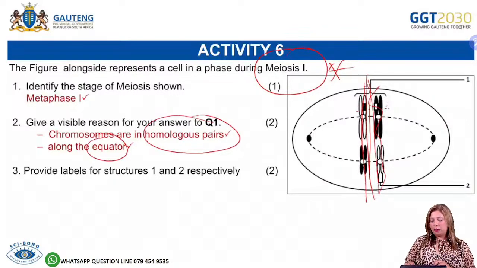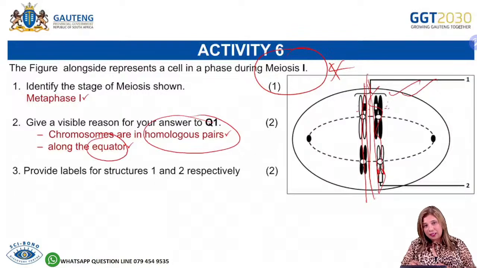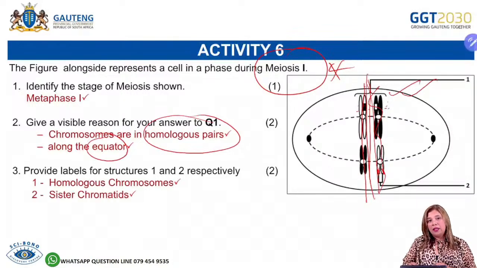Provide labels for structure 1 and 2 respectively. Structure 1 would be the chromosomes, isn't it? The homologous pairs which we've just identified. And structure 2, they are not pointing at the whole chromosome. They are pointing at individual single threads. So because they are single threads, we call them sister chromatids.